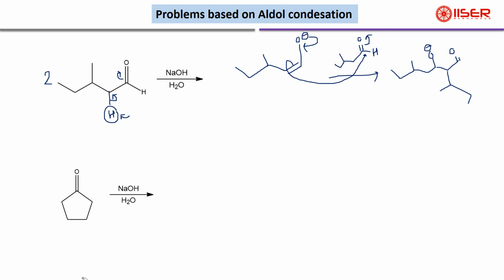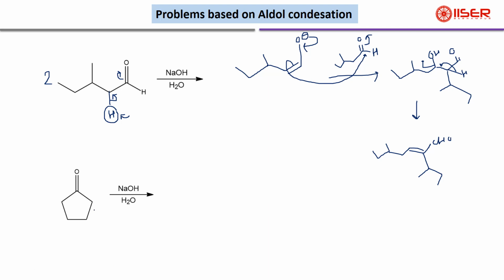Okay. So if you just eliminate one molecule of water from this place, it will give us the condensation product, that is an alpha beta unsaturated aldehyde. Okay. The similar thing will happen in this case also.